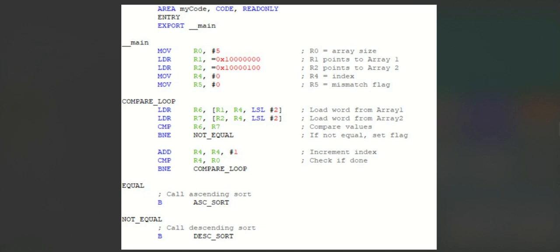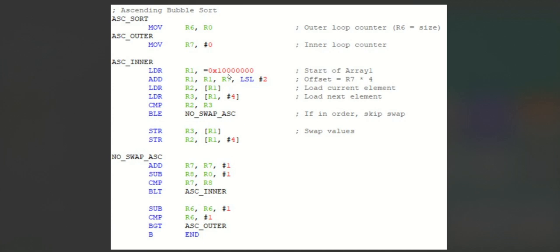Now, let us see the code for the ascending bubble sort algorithm. This block performs a bubble sort in ascending order on array 1. The outer loop R6 controls how many passes. The inner loop compares adjacent elements using CMP. If the current value is greater than the next one, we swap using STR. This continues until the array is sorted in ascending order.